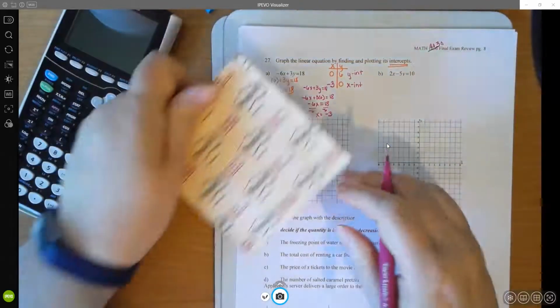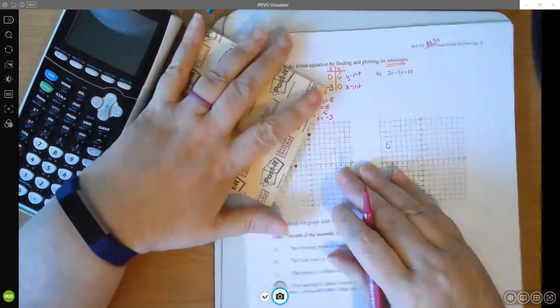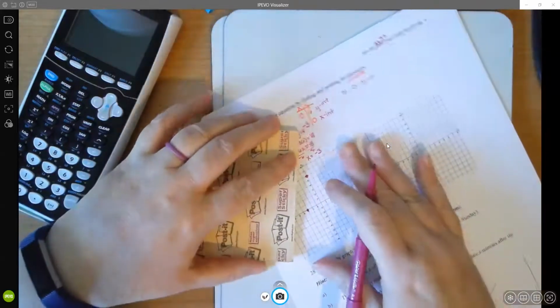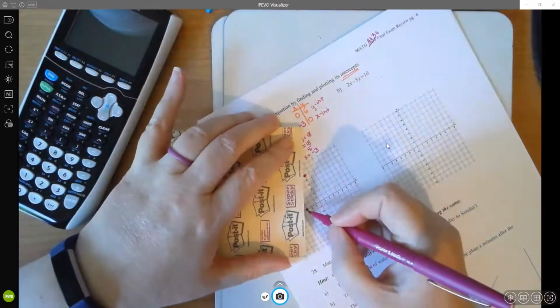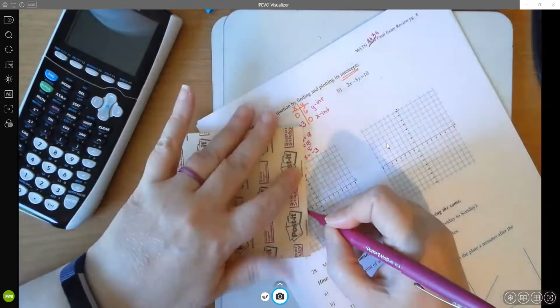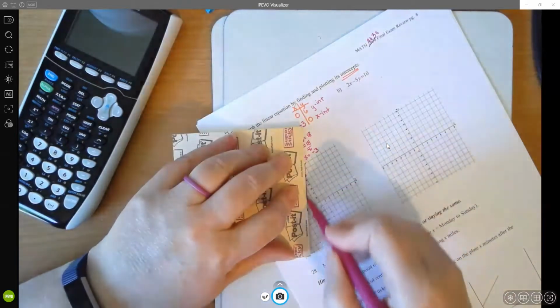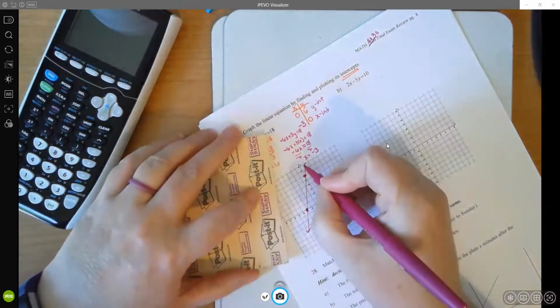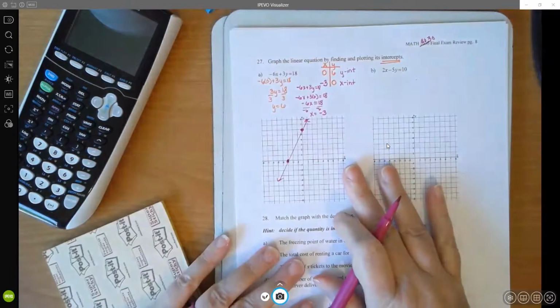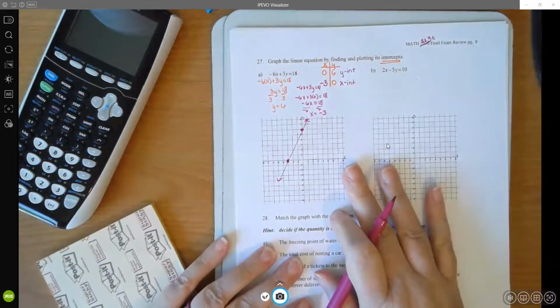Once I have graphed those, I'm going to take a straight edge. In this case, I was thinking about what to use as a straight edge. And I'm going to connect those two, and I'm just going to draw my line through those 2 points. And there is my line.